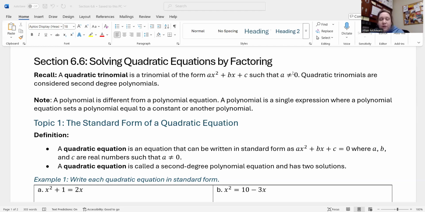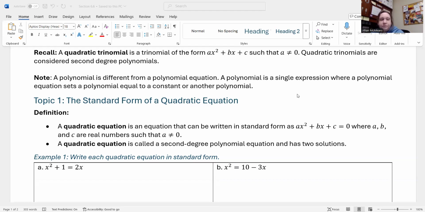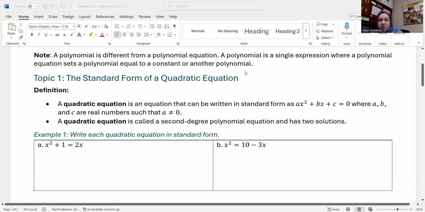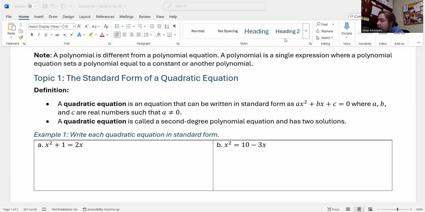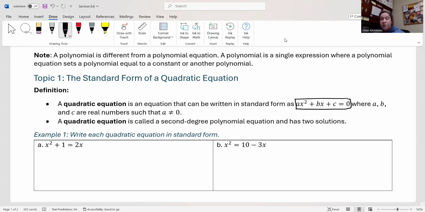Okay? So our first topic is just the standard form of a quadratic equation. So what is a quadratic equation and what do we call standard form? Okay? So a quadratic equation is an equation that can be written in standard form as ax squared plus bx plus c equals 0. So I do want you to understand that when we talk about a quadratic equation and we talk about standard form, you have the quadratic trinomial equal to 0. So sometimes you have to manipulate your polynomial or your trinomial or your equation in this case in such a way that it's equal to 0. So you have to sometimes move things around a bit, okay?